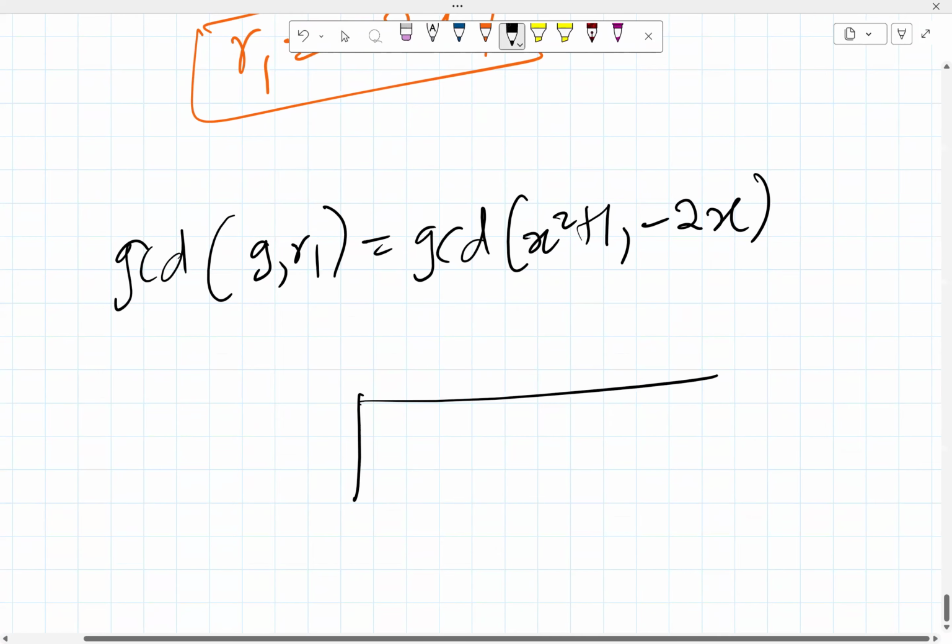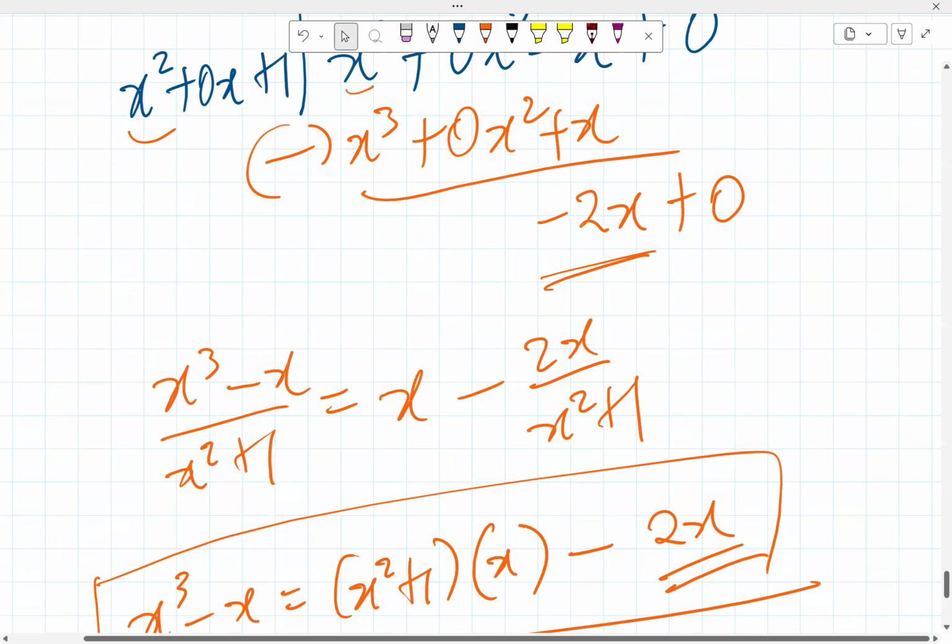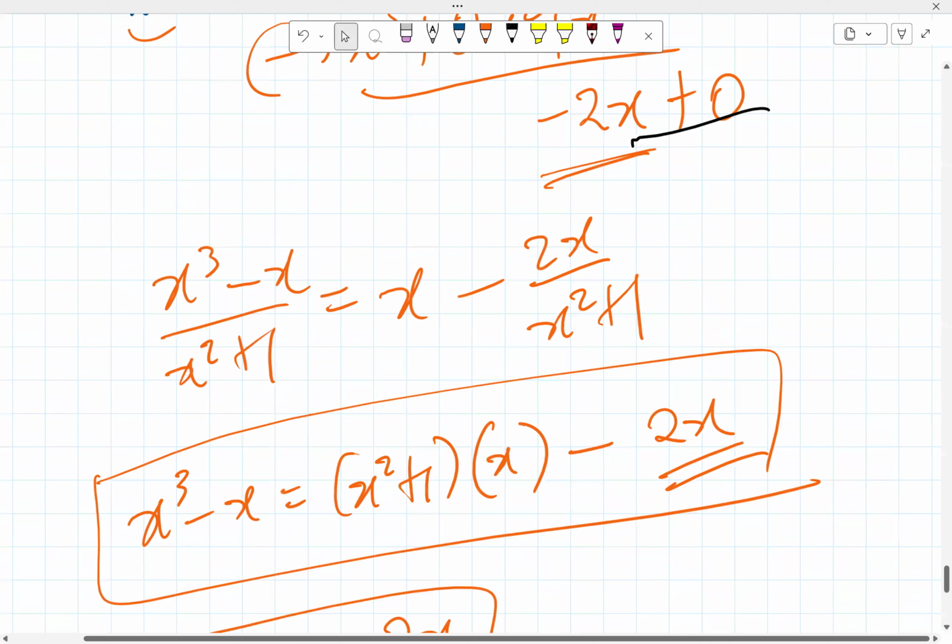So we now divide. The one with smaller degree is minus 2x, and the higher degree is x squared. So we have x squared plus 0x plus 1. And for this, we need to pay attention to the constant. So that's minus 2x plus 0. Literally, what you have here, this expression here, minus 2x plus 0.